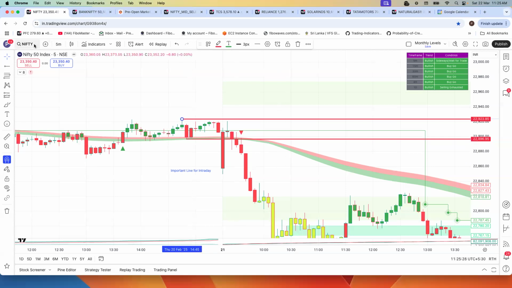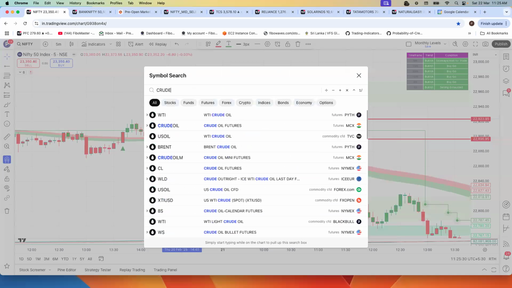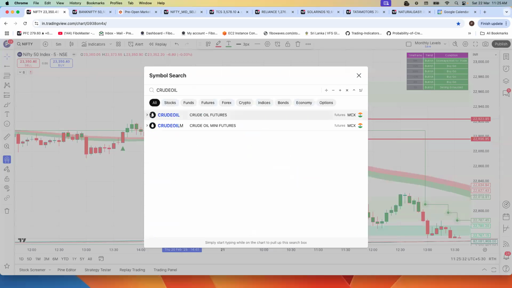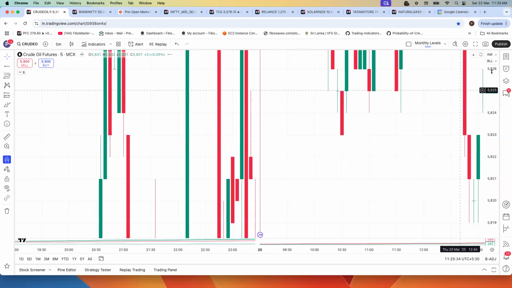You can do that if you're working on crude also. Those who work on crude oil in the evening can easily do that.